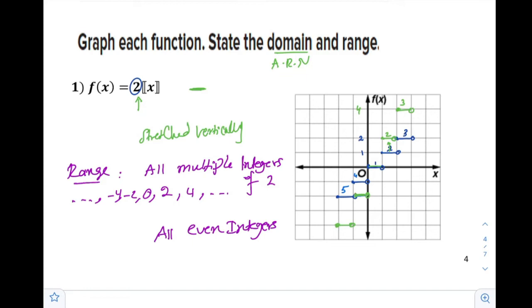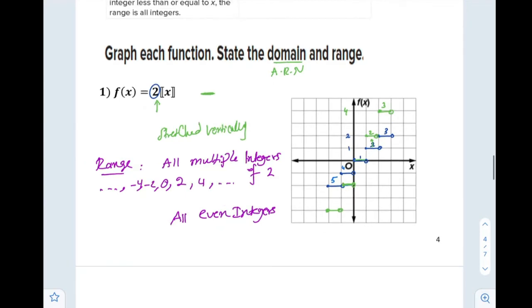We can say that. Integer multiples: if it's multiplied by 3, it will also stand at 3, 6. That means multiples of 2, or even numbers. All even integers is my range because these are the values that were used. Okay, let's go here.